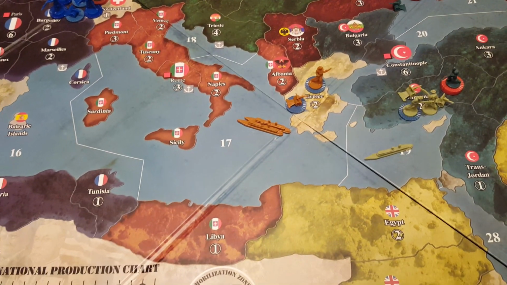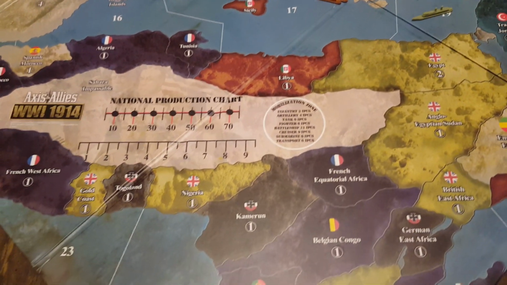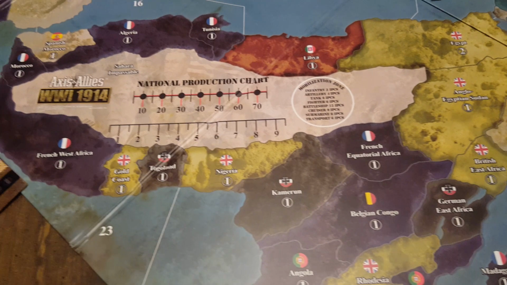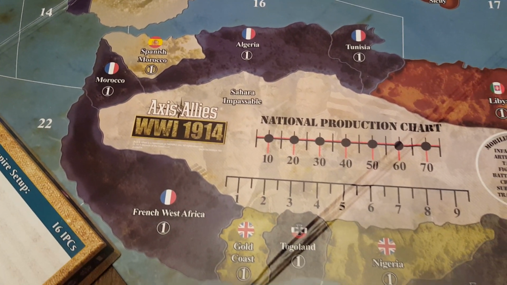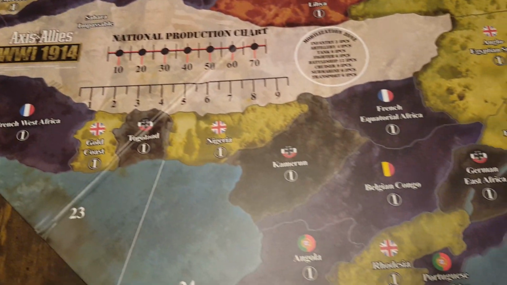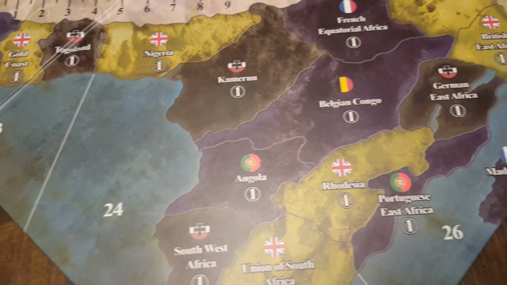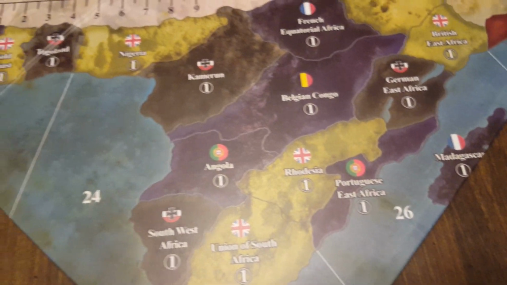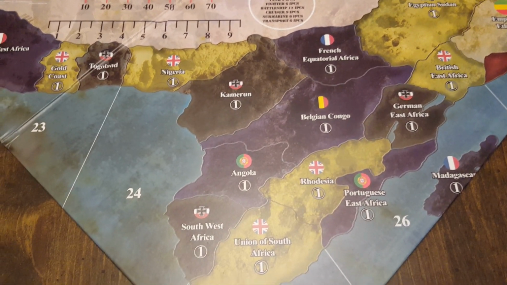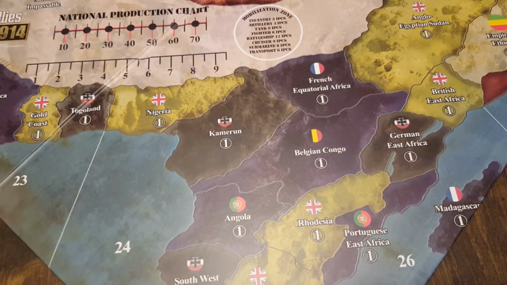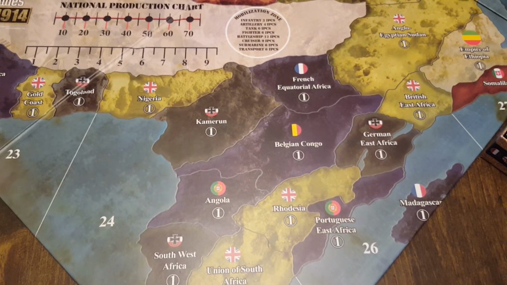Now, one other thing, when it comes to neutrals, down here in Africa, we have various colonies. So Spain, for example, has Spanish Morocco up there. We also have Belgian Congo, and we have some Portuguese Angola, Portuguese East Africa. So we have some colonies down here. What happens if one of them is attacked? Does that neutral come in? Do bonus armies start popping up down here in Africa? And the answer to that question is no.